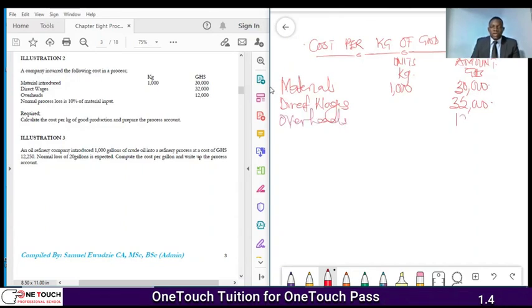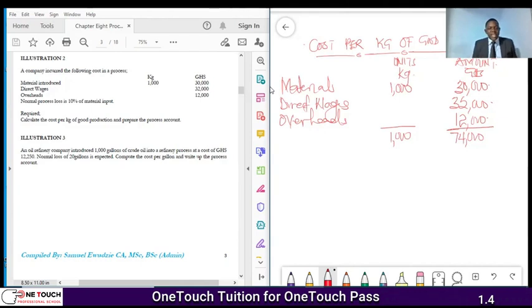Which is 12,000. So at the end of the day, we have a total of 1,000 kg. We have a total cost of 30 plus 32 plus 12, that gives us 74,000. So assuming there were no normal loss, then the cost per kg of good production would simply have been 74,000 divided by 1,000. Assuming there's no loss in the process, then to determine the cost per kg of good production, it is the cost of 74,000 divided by what?